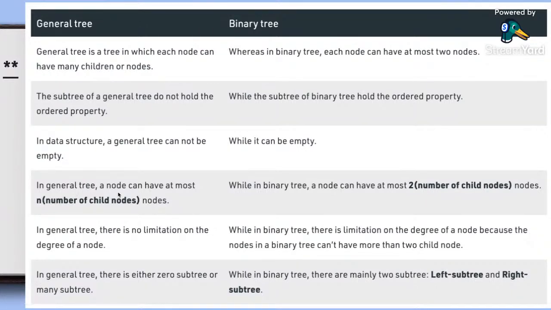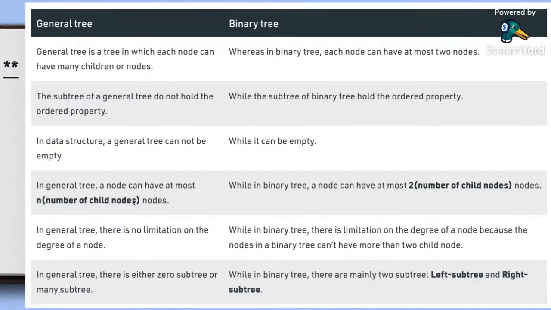Okay. In general tree, a node can have at most n number of child nodes, while binary tree nodes can have at most 2 number of child nodes. In general tree, there is no limitation on the degree of node, while in a binary tree, there is a limitation on degree of a node because nodes in a binary tree can't have more than 2 child nodes. So again, we have to understand what this degree of a node is. Maybe tomorrow, not tonight. Otherwise, the fourth and fifth points are contradicting. Saying a node can have at most n nodes means it can't have unlimited nodes, and then next they're saying there's no limitation on the degree of a node.